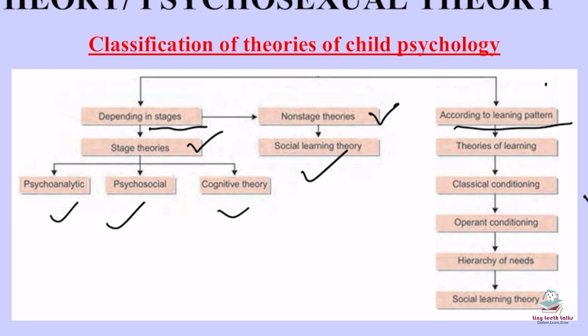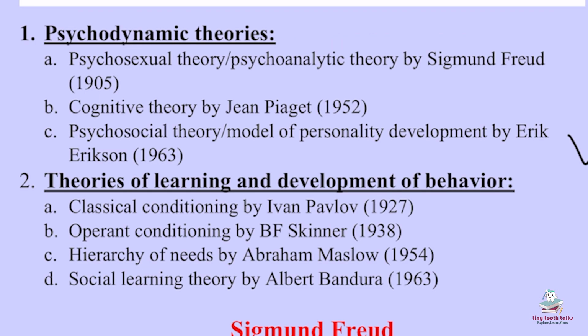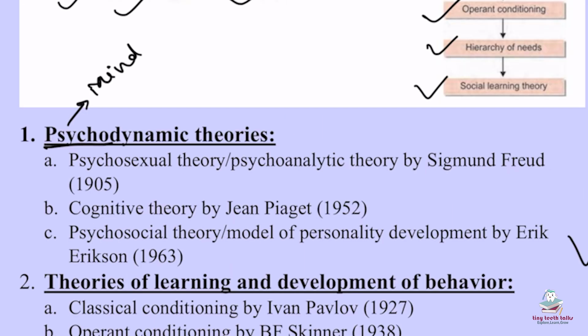If we divide these according to learning pattern, there are theories of learning: classical conditioning, operant conditioning, hierarchy of needs, and social learning theory. If we classify these theories into two groups, first is psychodynamic theories and second is theories of learning and development of behavior. So why is it called psychodynamic theory? Psych means mind and dynamic means moving forces.